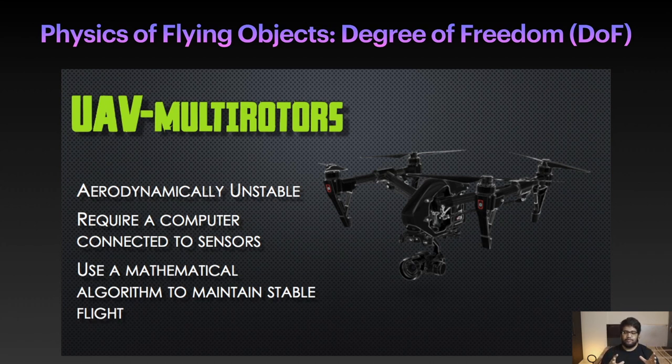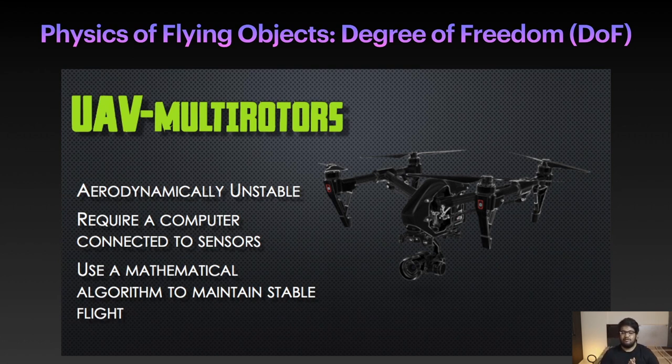So they require a computer connected to the sensors, and they use mathematical algorithms to have a stable flight, to hover at one place, or to roll right or roll left, or yaw, pitch, or anything. That is why sensors come into the picture, and accelerometers and gyroscopes, and how much RPM each motor should be spinning at a particular time.